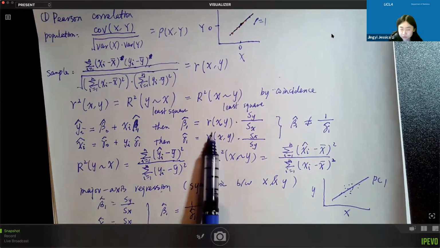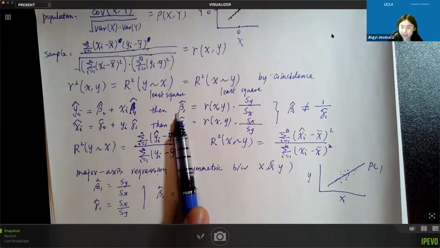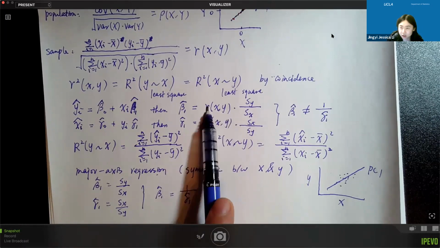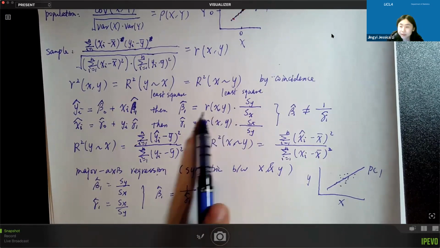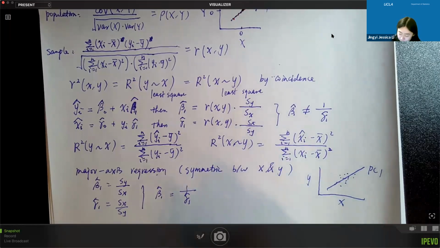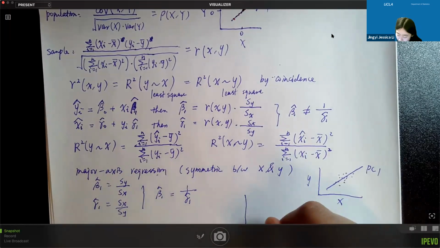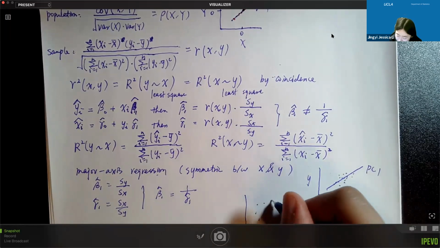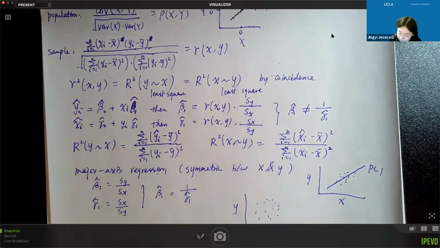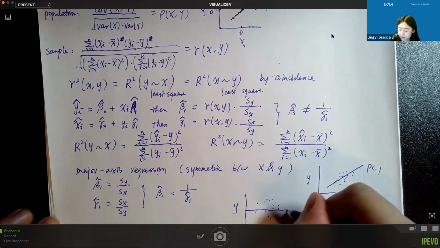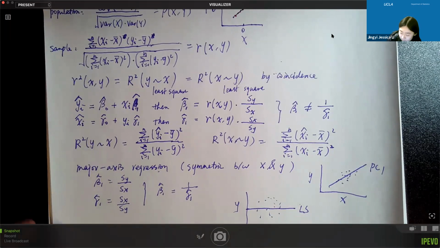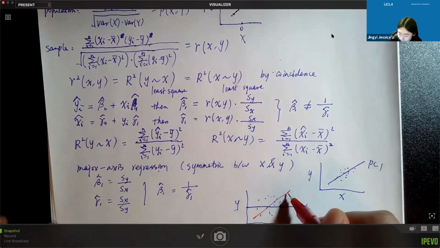But that doesn't hold for the case of least square, because the least square slope has the correlation as a factor. Whenever X and Y have close to 0 correlation, the line will be horizontal. Let me give you an example. If your data points look like this, with almost no correlation, and you do least square, that will be the line you get, horizontal. But if you do major axis, you're going to have a line like this.